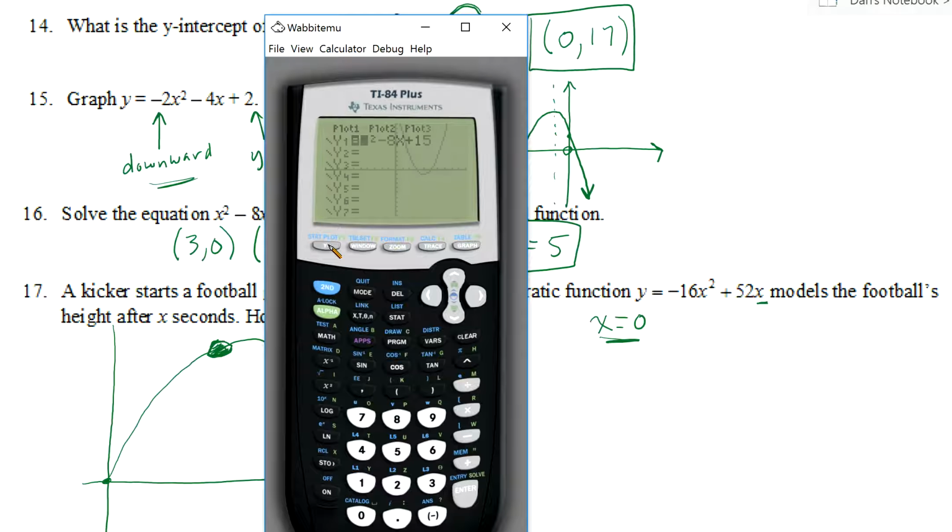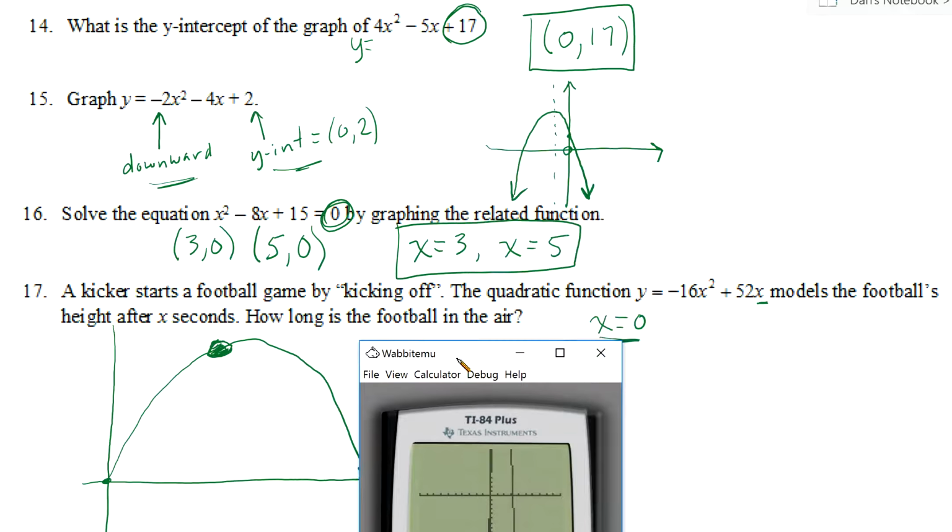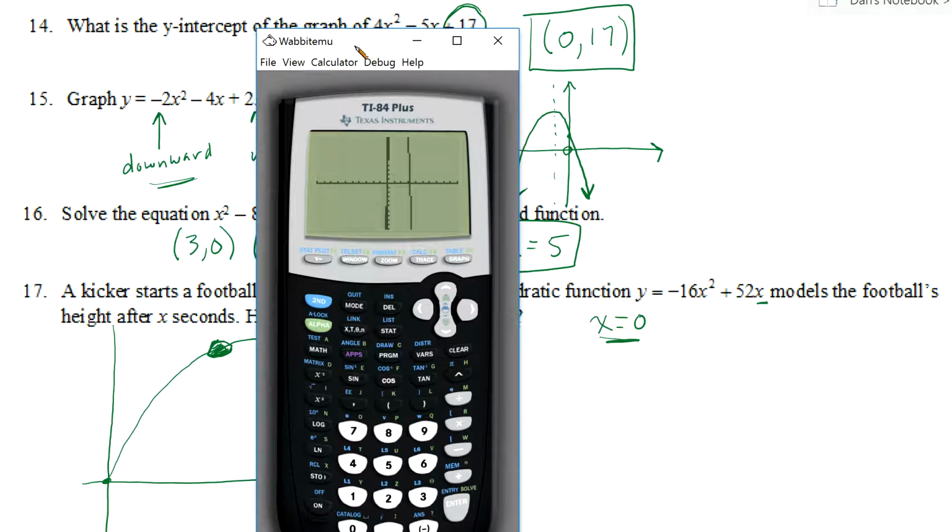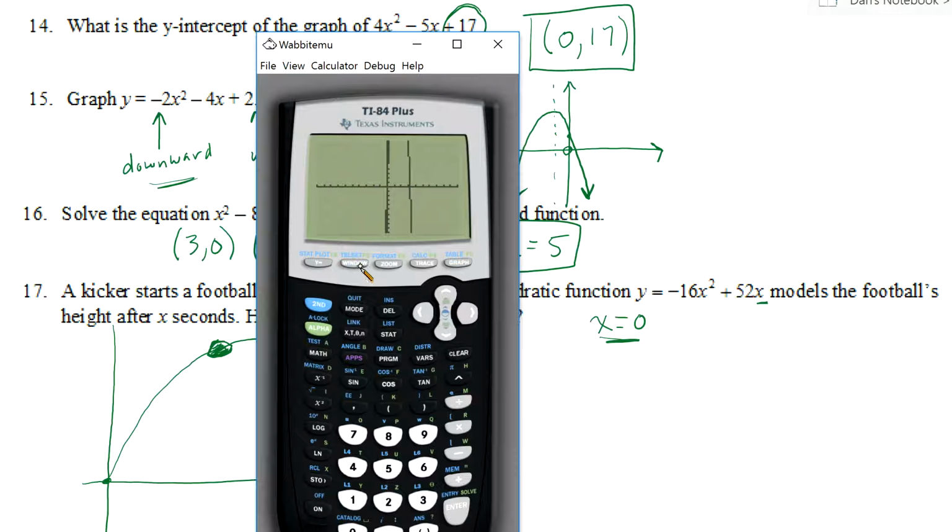So notice we're using the graphing calculator a good amount right now. We're going to graph y equals negative 16x squared plus 52x. Now here's the thing, if I graph this in standard mode, I'm not sure what I'm going to see. You do get a decent graph, but it goes higher than 10 feet, assuming the y is the height. So we can actually change the window a little bit.